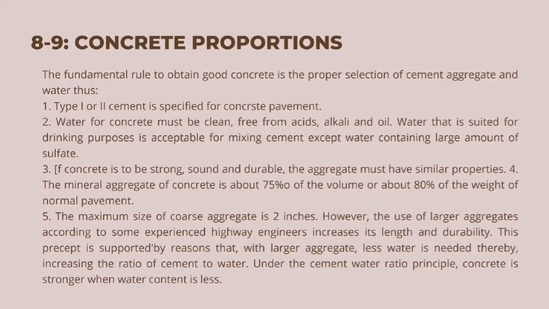Concrete proportion. The fundamental rule to obtain good concrete is the proper selection of cement, aggregate, and water. First, type 1 or 2 cement is specified for concrete pavement. Number 2, water for concrete must be clean, free from acids, alkali, and oil. Water that is suited for drinking purposes is acceptable for mixing cement except water containing a large amount of sulfate.